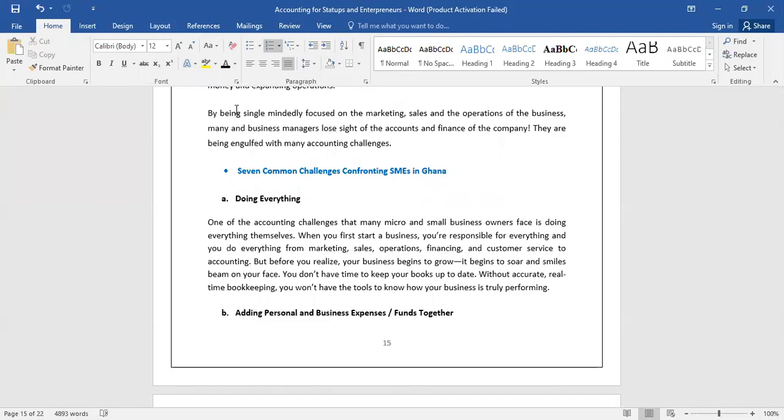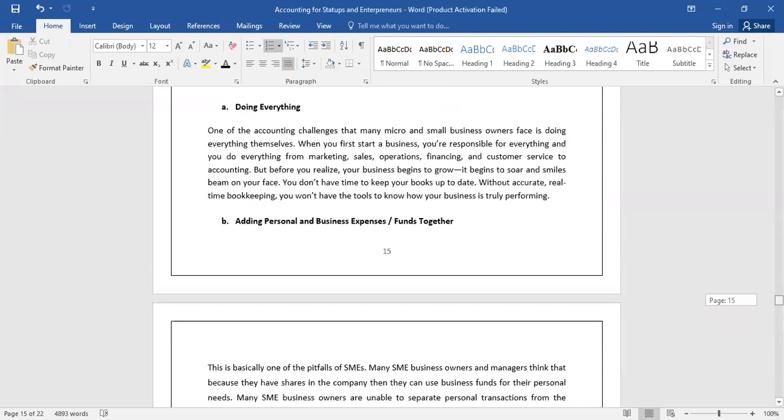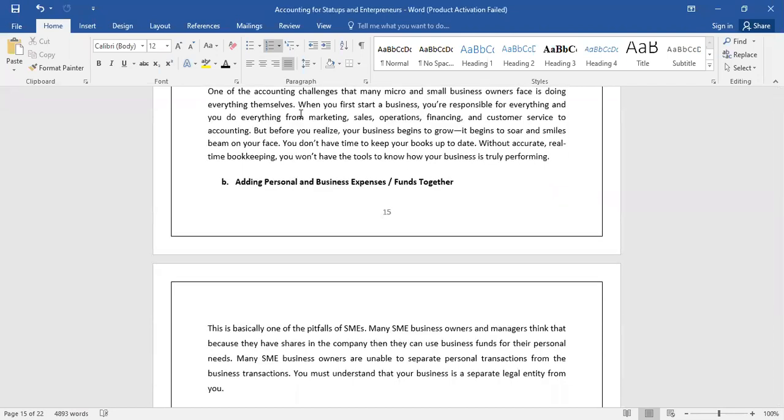All right, so we want to look at the next challenge. The next challenge is what? Mixing personal and business expenses or funds together. I know we've already met this point before.